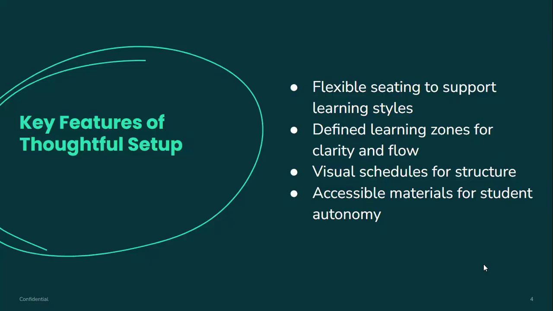So whether you teach kindergarten or high school, these elements apply. Seating arrangements can invite collaboration or focus. Learning centers or project areas help students understand space and purpose. Visuals provide predictability, and accessible supplies promote independence. So all of these features need to be considered in a thoughtful classroom setup.